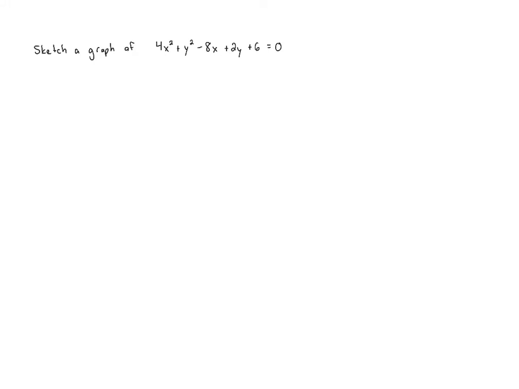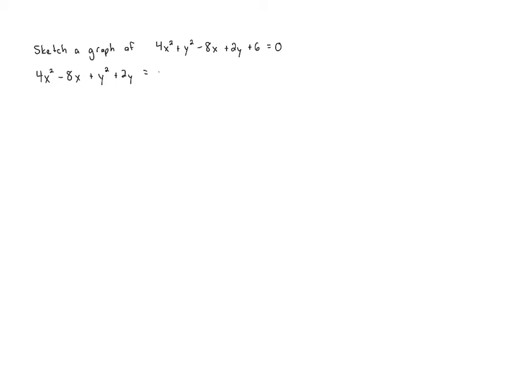Let's continue looking at examples of degenerate conics to see what other situations we can find ourselves in. Sketch a graph of 4x squared plus y squared minus 8x plus 2y plus 6 equals 0. Let's rearrange the terms of this equation so that the x's and y's are together on the left, so that the constant term is alone on the right.